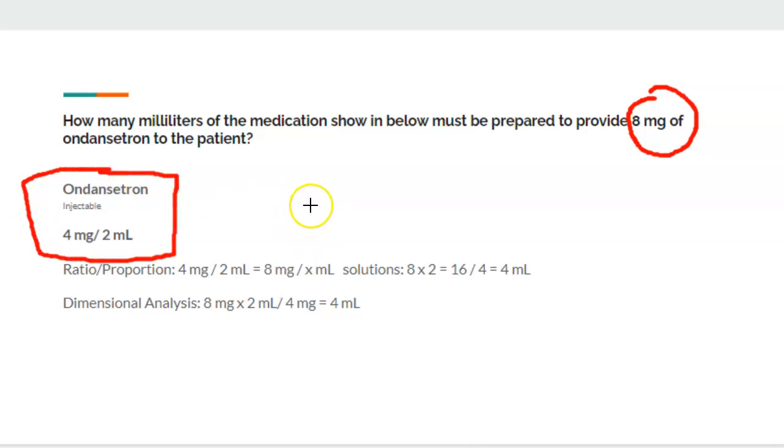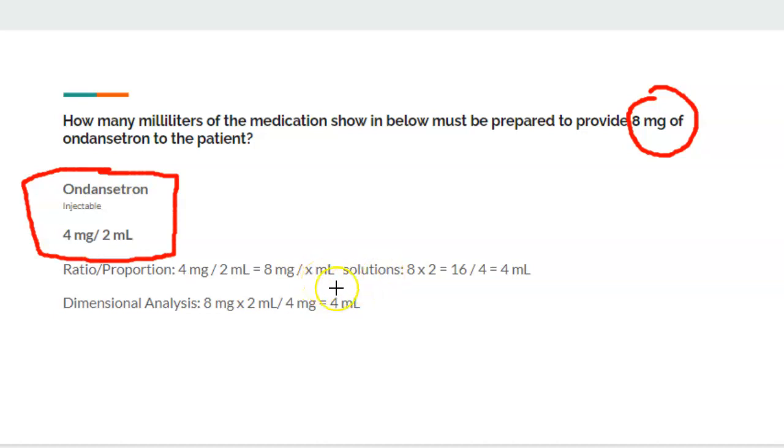So we have 4 milligrams per 2 milliliters of ondansetron in our vial in the pharmacy. This is what's found in the pharmacy. And this here is what we want. That's what our patient, our doctor wants. So ratio proportion is set up here. We have 4 milligrams over 2 milliliters. Set that equal to 8 milligrams to X milliliters, because we don't know what that is.